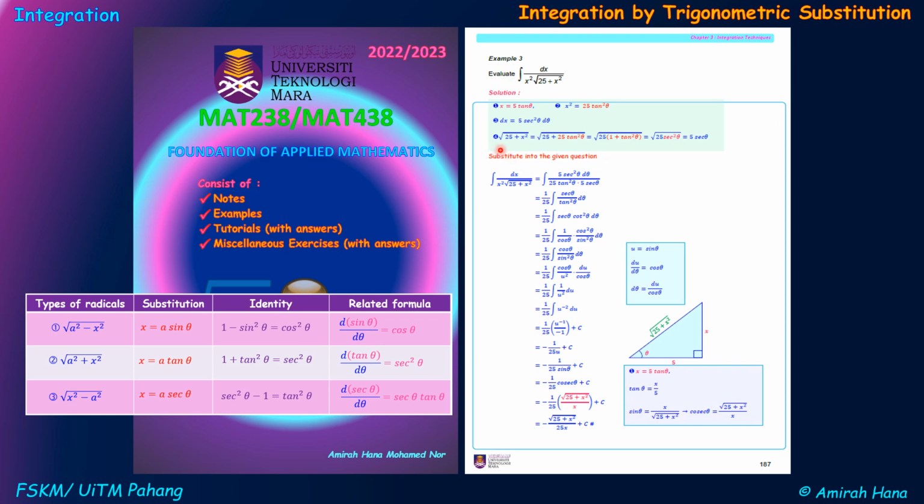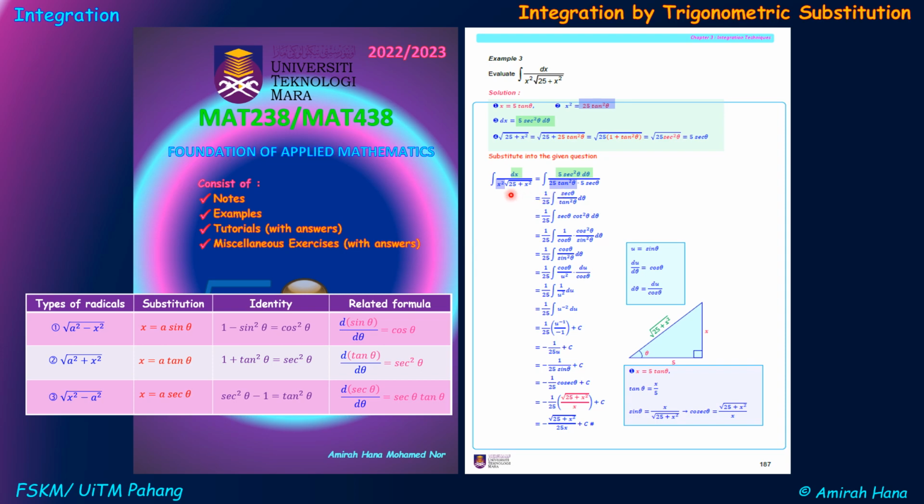After that, we substitute into the given question. The given question is integration of dx over x squared square root of 25 plus x squared. So daripada sini kita ganti one by one. Okay. So mula-mula dx, kita gantikan dengan 5 sec squared theta d theta. And then we have x squared here, so kita replace x squared equals to 25 tangent squared theta. Kat sini ya.